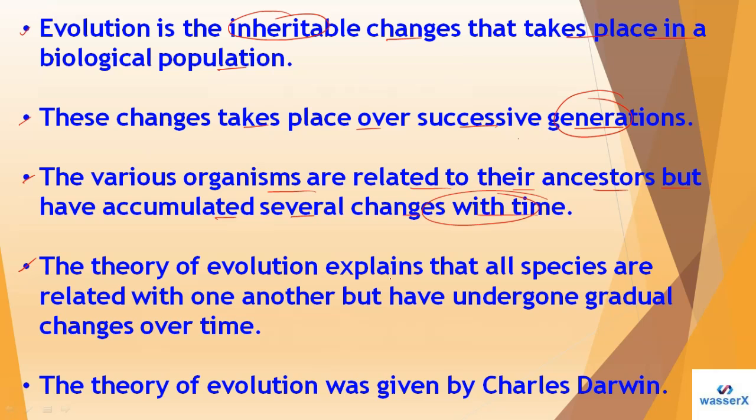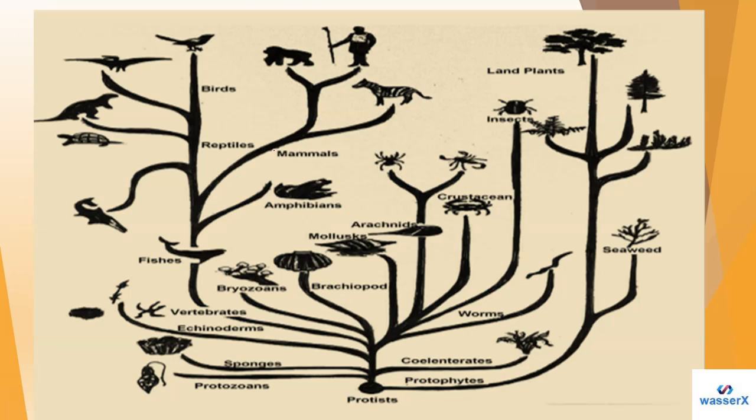The next one: the theory of evolution explains that all species are related to one another but have undergone gradual changes over time. The last point, students, is that the theory of evolution was given by Charles Darwin. As I told you, don't forget this name, because the theory of evolution was given by Charles Darwin, right?